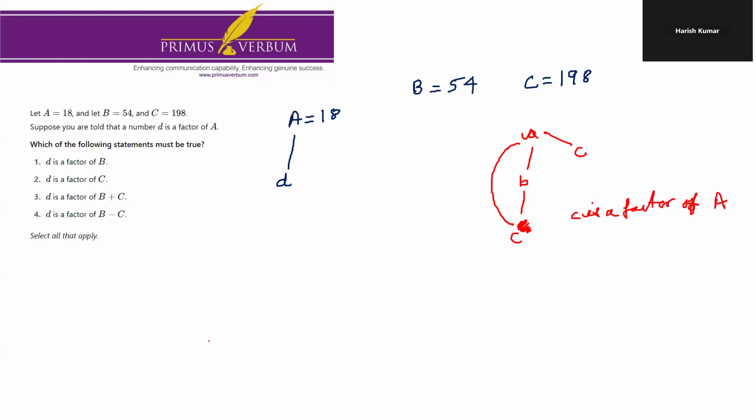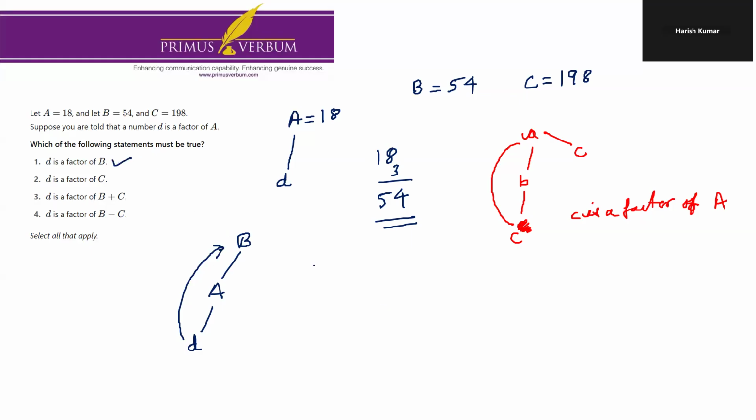If we have to find out whether D is a factor of B, we need to find out if A is a factor of B. So, is A a factor of B? Well, we know that 18 threes are 54. That's pretty obvious. So A is a factor of B, and since D is already given to be a factor of A, D should be a factor of B. Yes, this is correct.